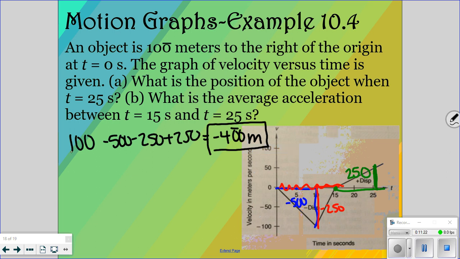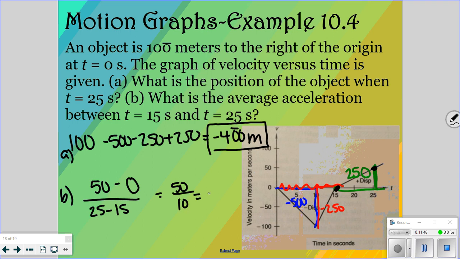For part B, what was the average acceleration between 15 and 25 seconds? So we're going to do 25 minus 15. At 25, our velocity was 50. And at 15, our velocity was 0. So 50 minus 0 is 50. 25 minus 15 is 10. And divide by, you get 5. And again, we have to do 2 significant digits. So 5.0. And then meters per second squared. So that would be your answer for that one.